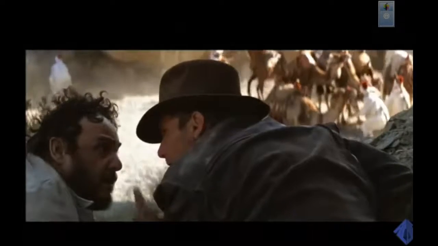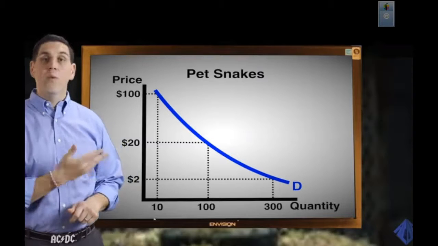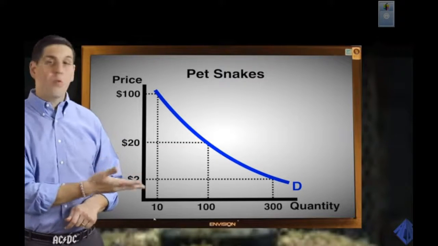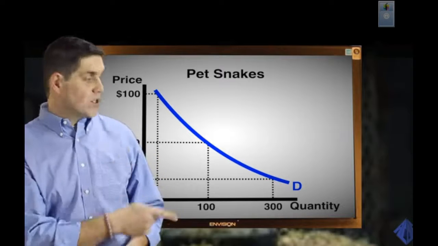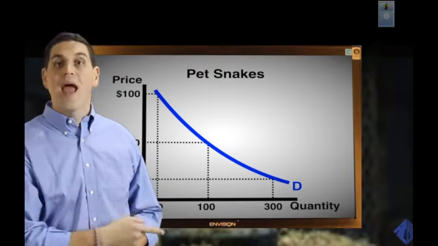No camels. Okay, no camels. If the price was lower for snakes, consumers would be willing and able to buy more snakes. In this case, if the price is down at 2, then consumers would want to buy 300. So this downward sloping demand curve shows you the law of demand, the inverse relationship between price and quantity demanded.